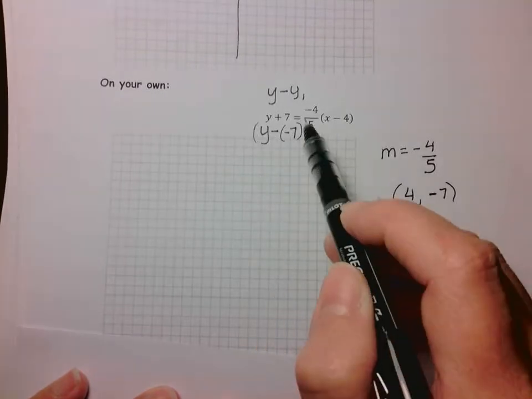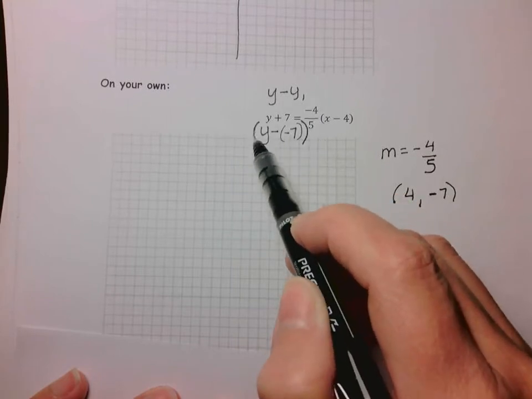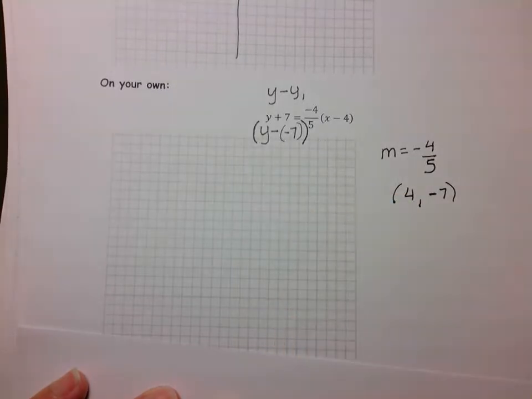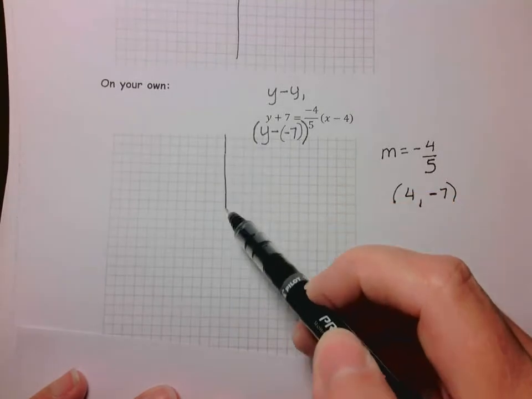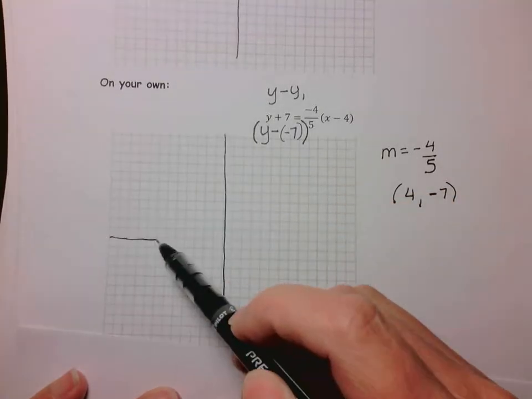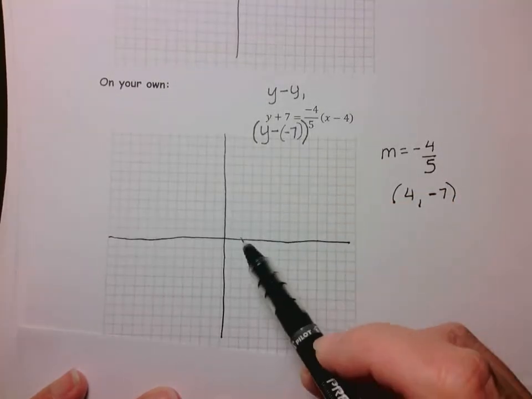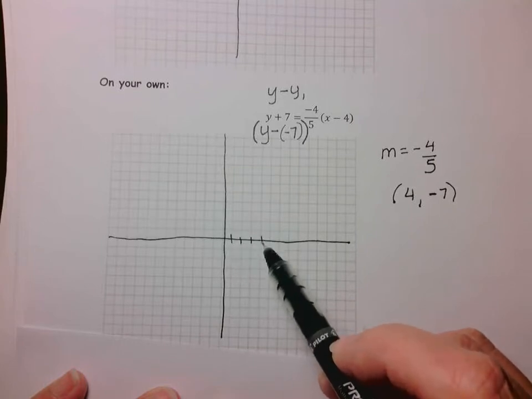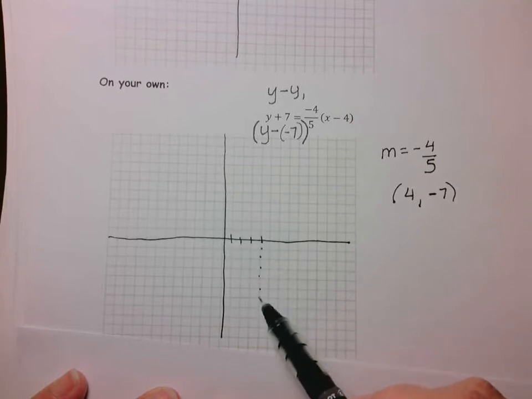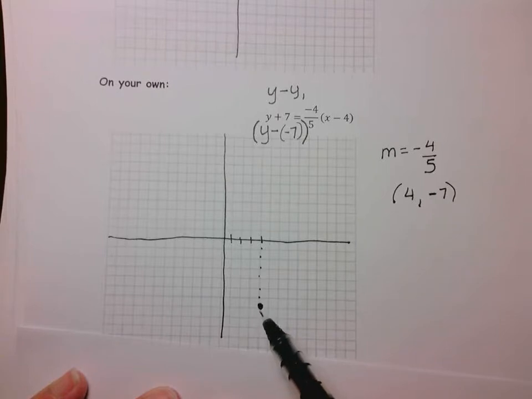So pause the video if you need to and make sure you see and understand why my y value is going to be negative 7. Okay, so I know my slope is negative 4 over 5. My coordinate point is going to be 4, negative 7. That's all the information that I need in order to graph this line. So I have a point at 1, 2, 3, 4. Okay, so I have my first point at 4, negative 7.